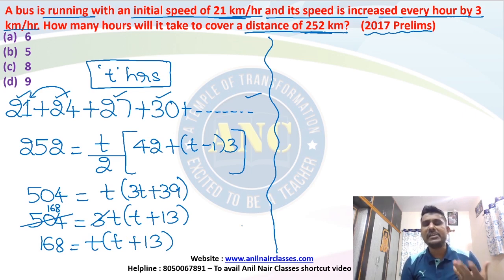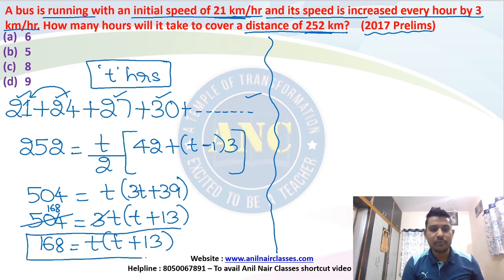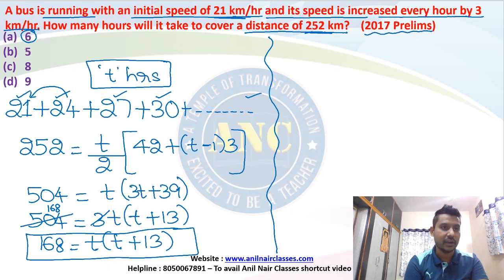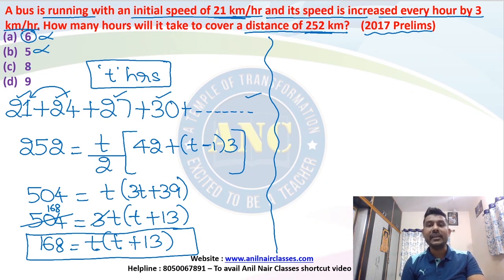Now, if you just multiply like that, you will be ending up with a quadratic equation, and you will waste your time by solving the quadratic equation. The best way to solve further is just substitute the answer options, just substitute the value of t. If I substitute t value as 6, 6 into 6 plus 13, 19 into 6, is it 168? No, it is not 168, ruled out. If I substitute 5, 5 into 5 plus 13, 5 into 18, 18 into 5 is 90, it is also not the right answer. If I substitute 8, 8 into 8 plus 13, 8 plus 13 is 21, 8 into 21 is equal to 168.